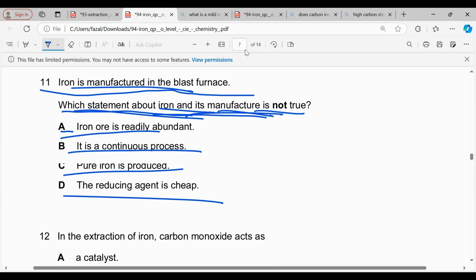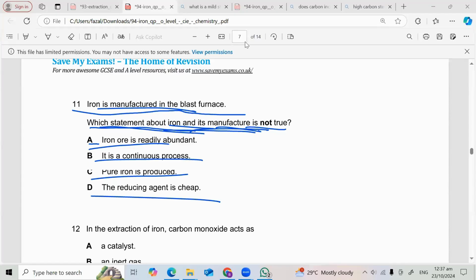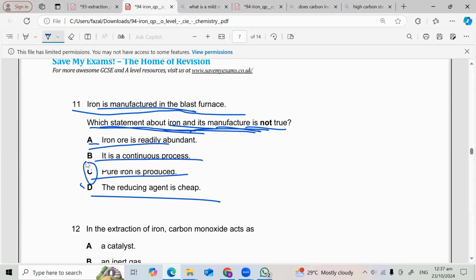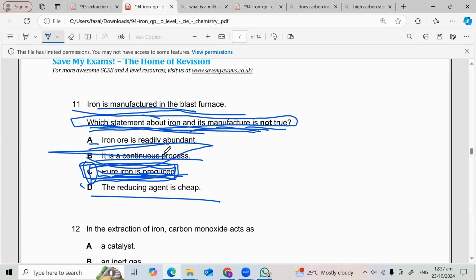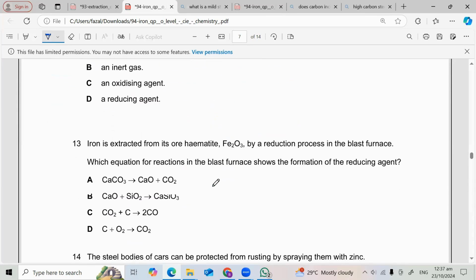In this, we can say that C can be the correct answer. Why? Because pure iron is not produced until we refine it. So hence C is not true. While B is also true because it's continuous and it is really abundant, and the reducing agent is cheap, because it's limestone and limestone is cheap.